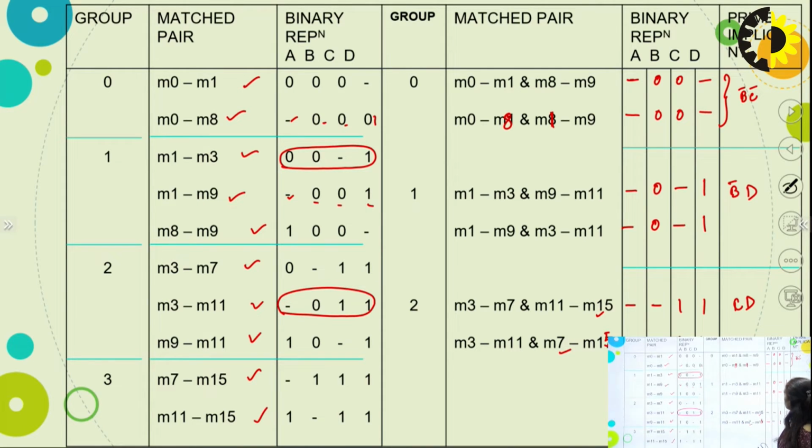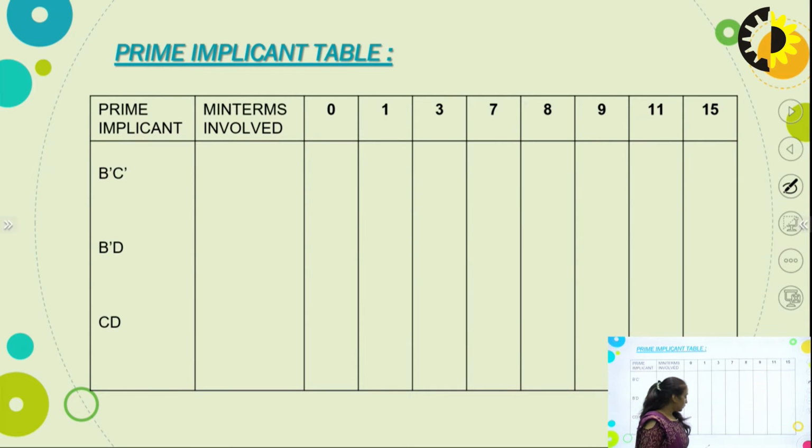So the next step is, again we are going to compare this group with this group, this group with this group. The basic approach is to check whether any other variables can be removed or not. If we cannot remove more variables, we cannot compare more, we are going to draw the prime implicant chart, the prime implicant table.